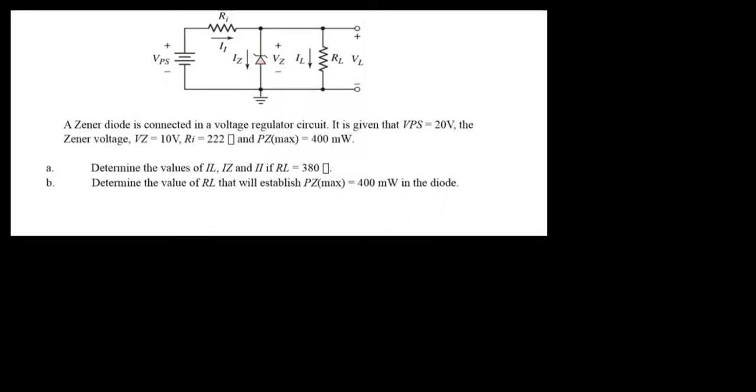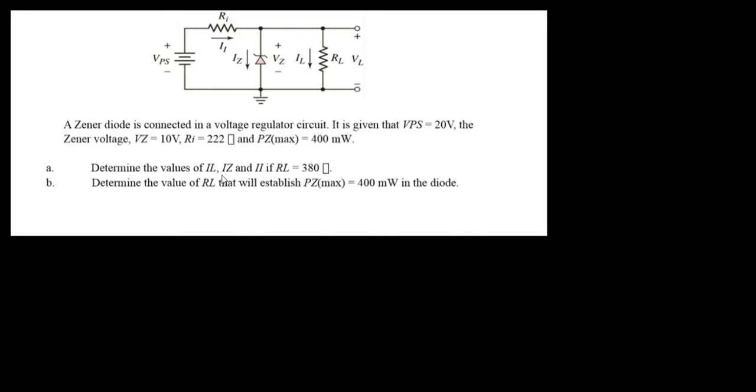Okay, so in this video, you are going to solve this question I have on the screen. The question says that a Zener diode is connected in a voltage regulator circuit. It is given that the voltage from the power supply is 20 volts, the Zener voltage is 10 volts, then the resistor from the input side is 220 ohms, and then the maximum power in the Zener diode is 400 milliwatts.